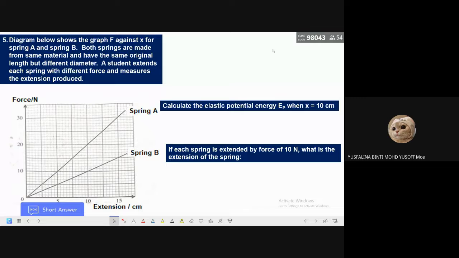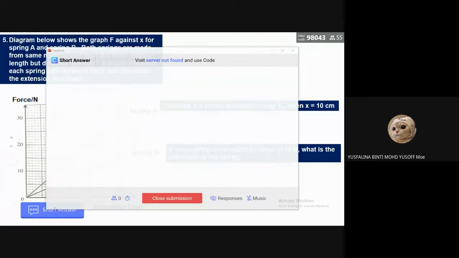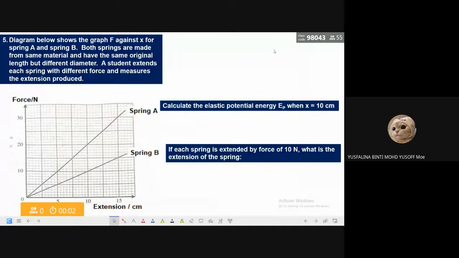Okay, so I just start first, right? For those already joined, you can answer this one. Calculate the elastic potential energy EP when X is 10 cm. You can use the graph also. But remember for your graph, you need to do a triangle, for both springs. You need to find the elastic potential energy for spring A and also for spring B.